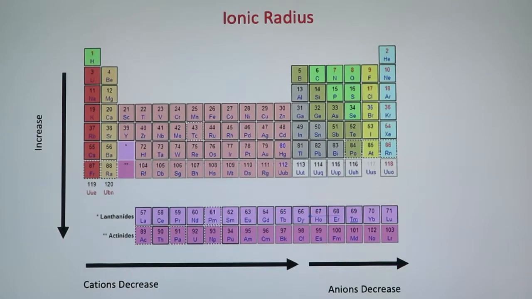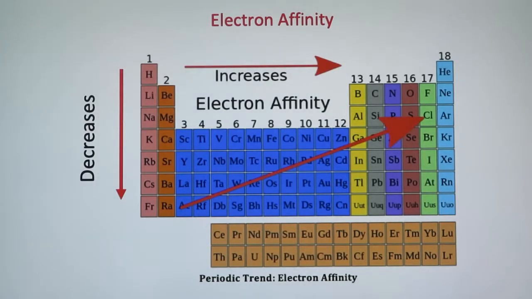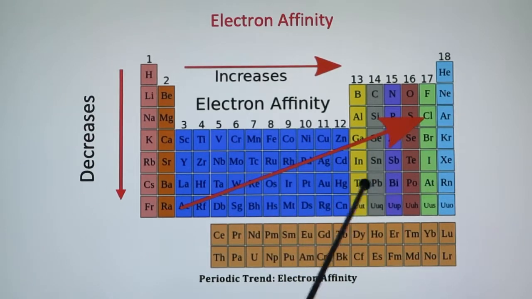The final and last trend in the periodic table is electron affinity. The energy change that occurs when a neutral atom gains an electron is called the atom's electron affinity. Electron affinity tends to decrease as you move down the group due to the increasing effect of electron shielding. In contrast, electron affinity tends to increase as you move across a period because of the increasing nuclear charge.